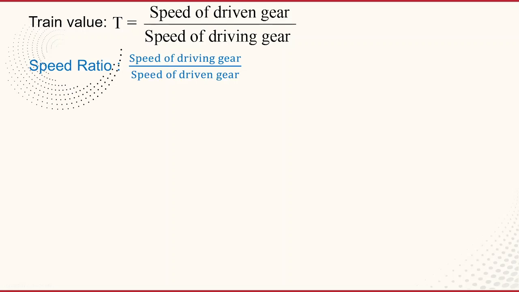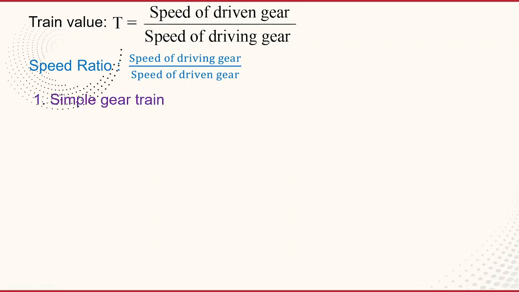And also the speed ratio. The speed ratio is inversely proportional to the train value. That is, the speed of the driving gear to the speed of the driven gear is the speed ratio. Generally, for all these gear trains, we are going to calculate either speed ratio, velocity ratio, or train value.